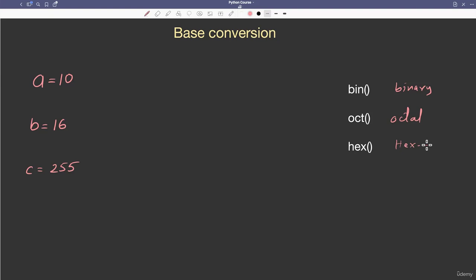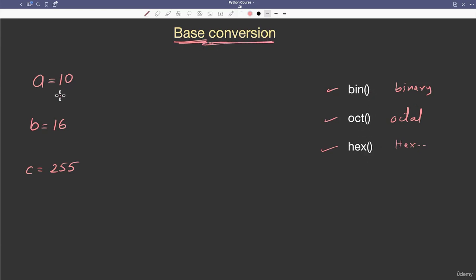But now we have the functions bin for binary, oct for octal, and hex for hexadecimal. We will learn about what these functions are. These functions are useful for converting any integer value into a number system. So it will convert an integer value from decimal to another number system, which means it will change the base. That's why these functions are called base conversion functions.